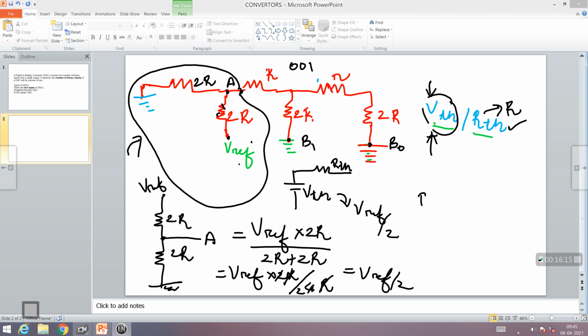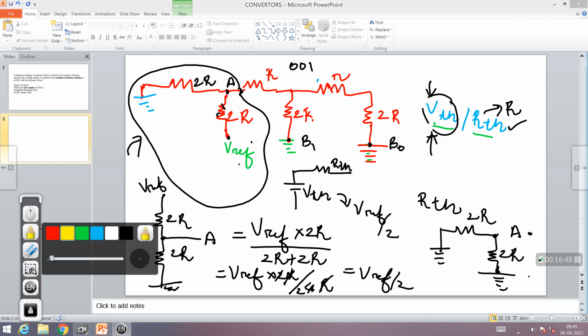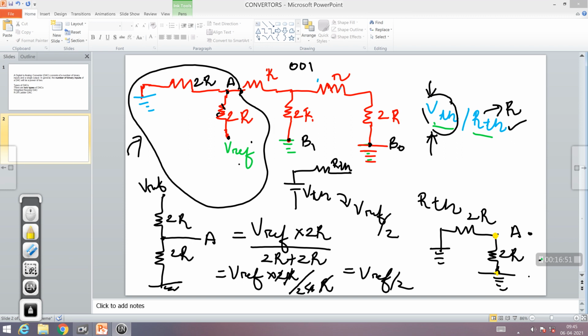How to find RTH? To find RTH, this Vref will have to be grounded. So that circuit will come out to be 2R. This point is already grounded. The second 2R which is there, this is point A. Here where Vref was there, you have to now ground it, because you have to find the effective resistance at this point A with respect to ground. So if you notice, this 2R and this 2R are actually in parallel for this point, and this is my ground point. So 2R in parallel with 2R will come out to be R.